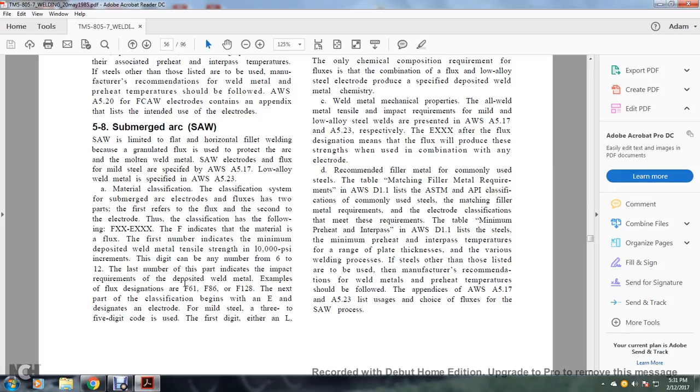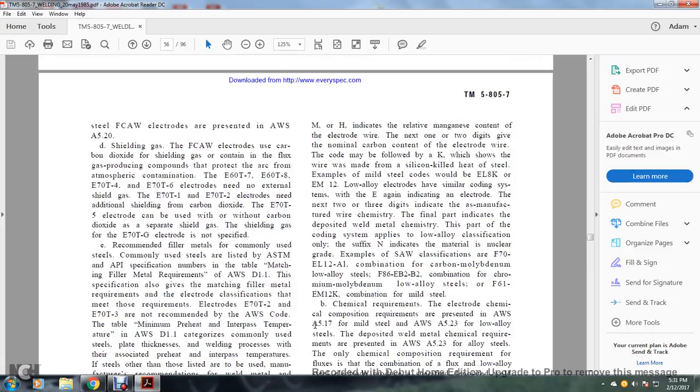Example: the flux designations F61, F86, F128. The next part of the classification begins with the E, which designates the electrode. For mild steel, a 3 or 5 digit code is used. The first digit is either an L, an M, or an H, indicating the relative manganese content of the electrode. The next one or two digits indicate the nominal carbon content of the electrode. The code may be followed by a K, which shows that the wire was made from silicon killed steel. Examples of mild steel codes are EL8K and EM12.